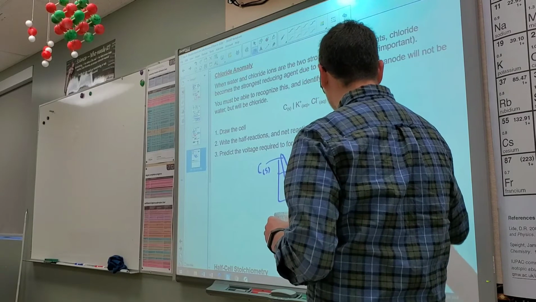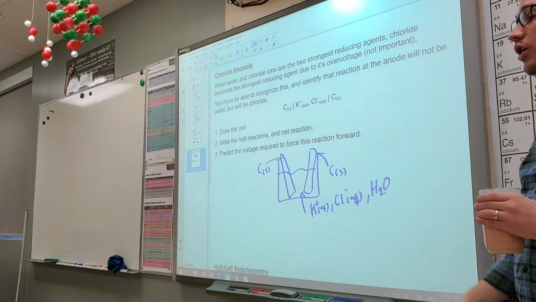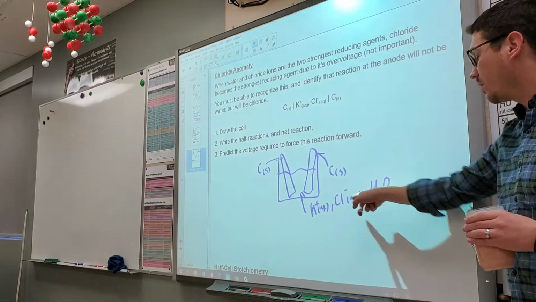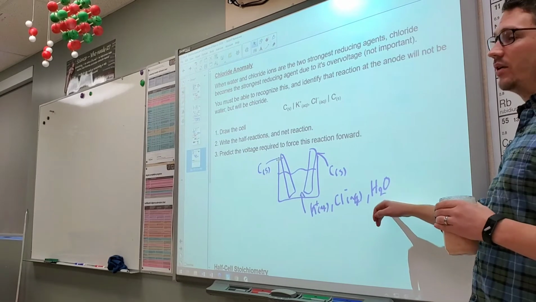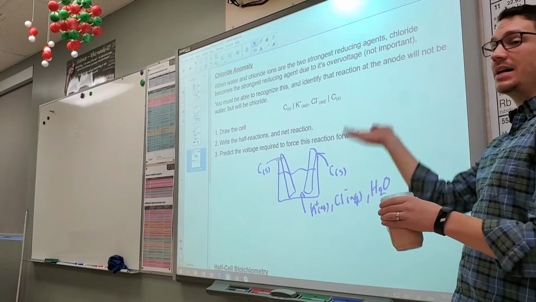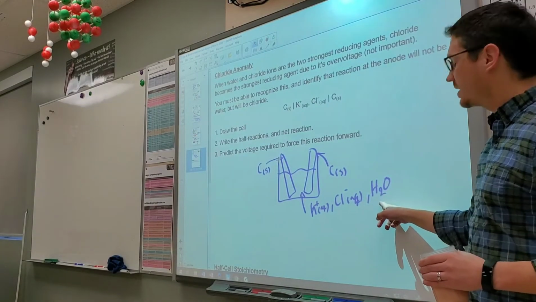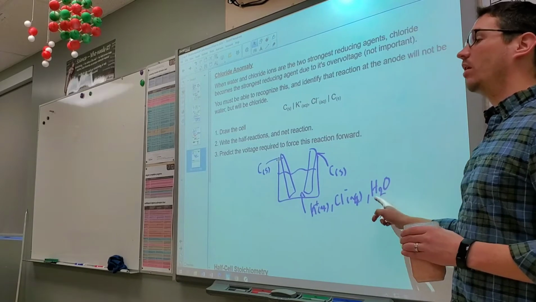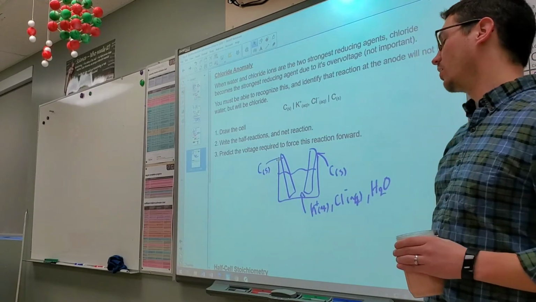And water. Okay, when you look at your list, what's a stronger reducing agent, chloride or water? It's on the list, it's water, right? But because of something called the overvoltage, it has to do with the activation energy required for water to be able to react here. It's not actually water. Under most normal circumstances, it actually ends up being chloride.